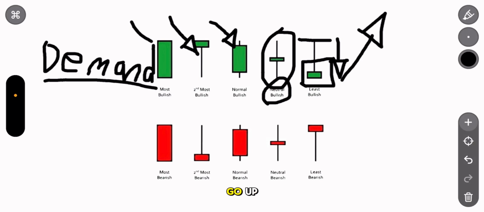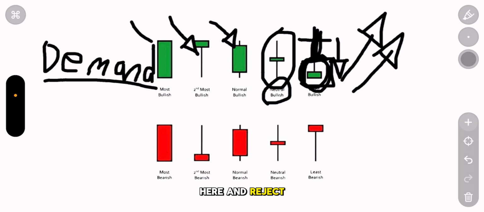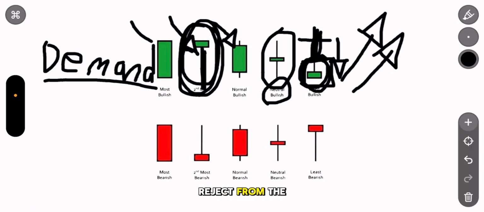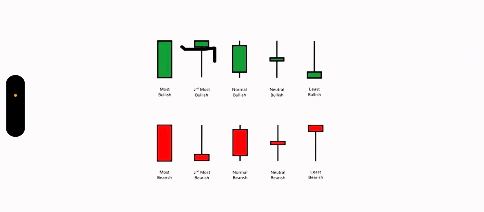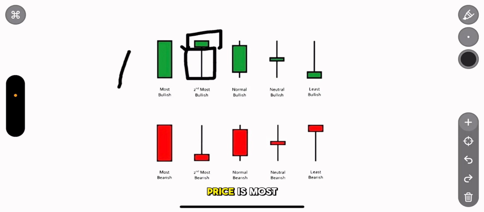If you're looking for price to go up and you're looking to buy, right, you don't want the candle to close down here and reject from the upside, right? You want it like this. You want it like this candle right here. You want it to reject from the downside and close above, which shows that buyers are in the market. Price is most likely gonna push up.